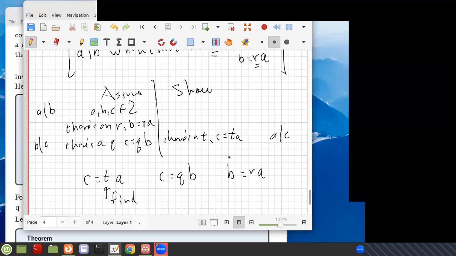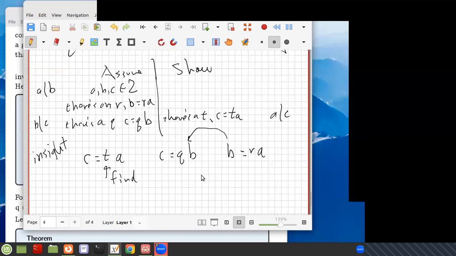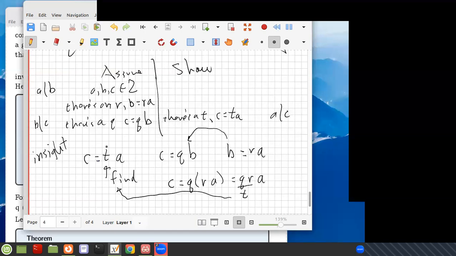But this requires some insight, realization. Well, look, if I substitute b in there, you've reduced it to something which is concrete, but it requires a little insight. So if I put those two together, I can see that c equals q times r times a. So then if I choose t, that shows me, given these things, I've found the t, right? That means I've shown that a divides c. So that means I'm sort of finished with the proof.